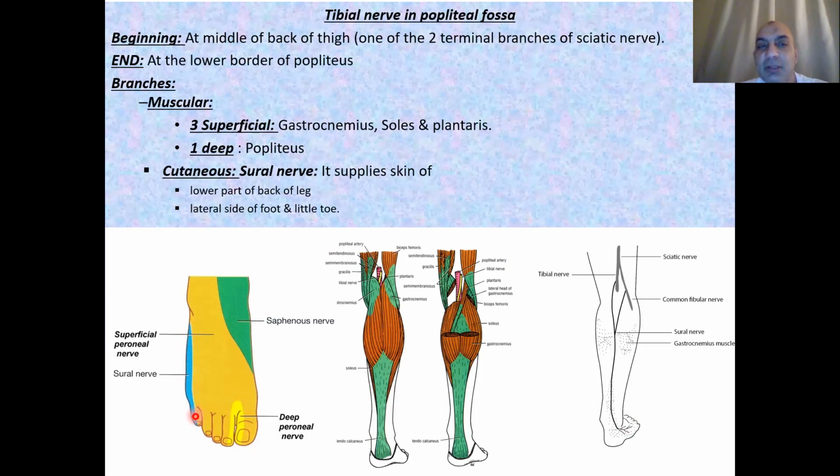So we have the tibial nerve in the popliteal fossa. It is going to give us muscular and cutaneous branches. In particular, it also gives articular branches that are called genicular nerves. So we have muscular, 3 superficial, 1 deep. 3 superficial, gastrocnemius, soleus, and plantaris. 1 deep, the popliteus muscle. The sural nerve goes to the lower part of the back of the leg, the lateral aspect of the foot, and the little toe. It accompanies a vein which is called the short saphenous vein.